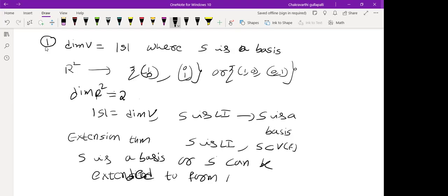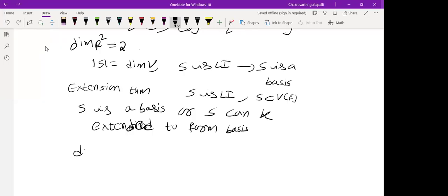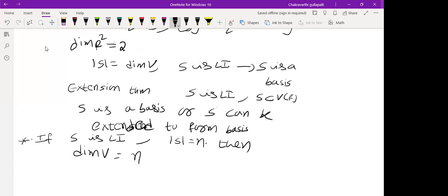So what is meant in that case? What is the dimension of V? If S is a linearly independent set and the cardinality of S is n, then the dimension of V is given in one of the papers. If S is a basis, the dimension will be equal to n. But if S is not a basis, it can be extended. Extend means we'll add some more. If we add some more, it will be more than n.